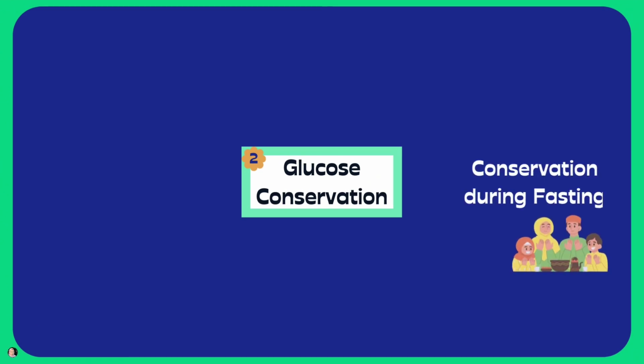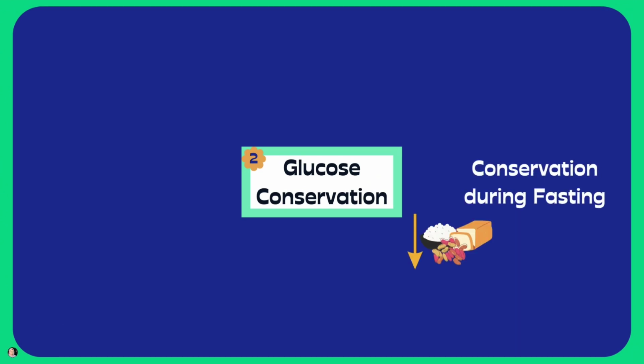During periods of fasting, the lack of carbohydrate intake leads the body to conserve glucose by relying on alternative fuel sources such as fatty acids and ketones.